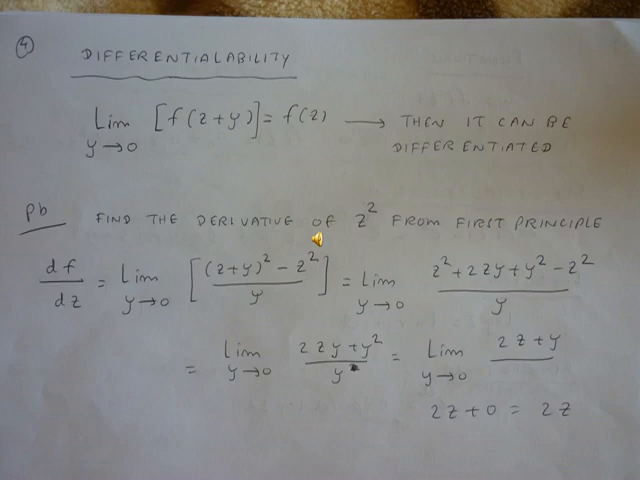We expand the bracket: (z+y) squared is z squared plus 2zy plus y squared. The numerator is z squared plus 2zy plus y squared minus z squared, divided by y. So the numerator becomes 2zy plus y squared, and the denominator is y, giving 2z plus y. As y approaches 0, we put 0 in place of y, so 2z plus 0, and we get 2z.